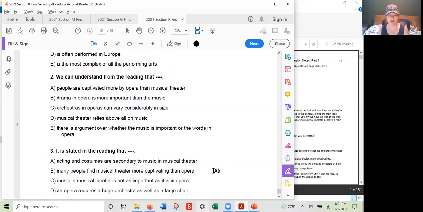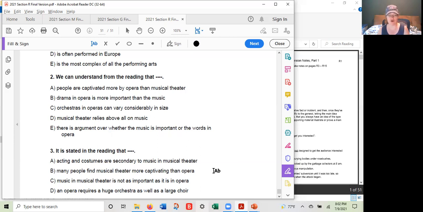Letter C, music in musical theater is not as important as it is in opera. Okay, well, what do we read? The actor's dramatic performance is primary in musical theater. Music plays a lesser role. So music in musical theater is not as important as the acting. And that sentence started with by contrast. So that tells me the opposite is true for opera. Letter C is probably the correct answer. It's not as important in musical theater as it is in opera. Opera music is more important than acting. Musical theater, acting is more important than music, at least according to this author.